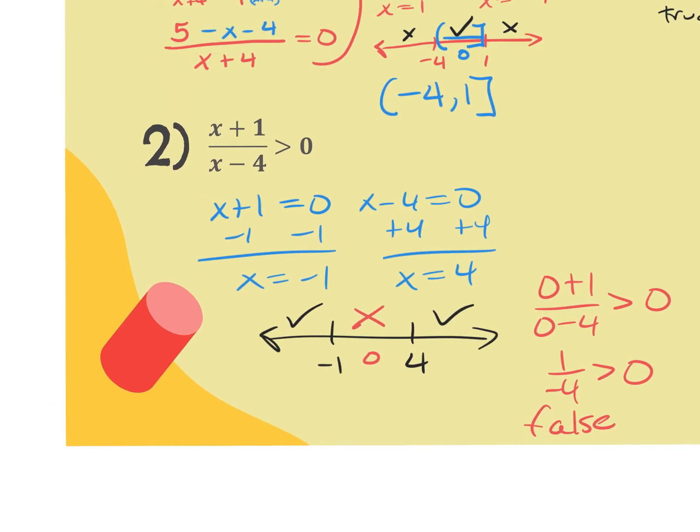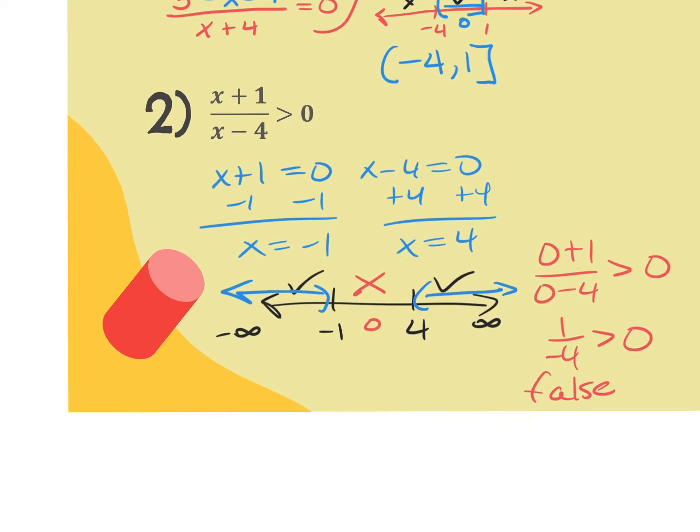So my graph, again, this is just a greater than. So my graph is going to be a parenthesis going to -infinity and then to infinity. So again, remember this is -infinity, positive infinity, and now your interval notation will be from -infinity up to the -1, all parentheses, and then 4 to infinity.